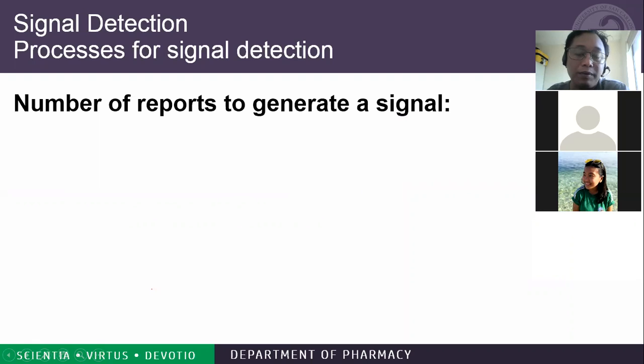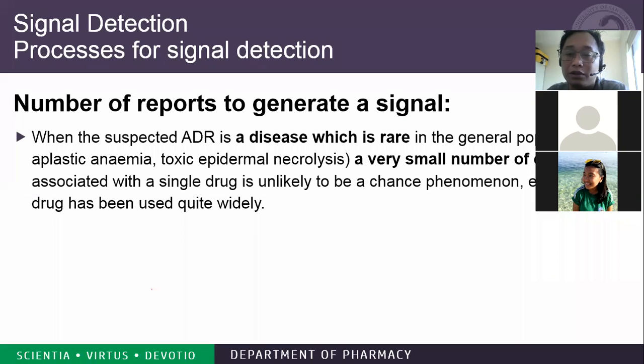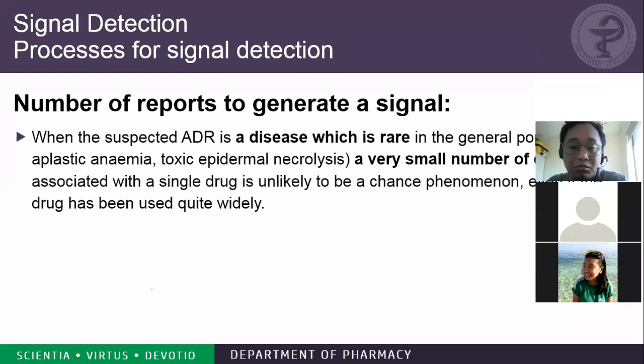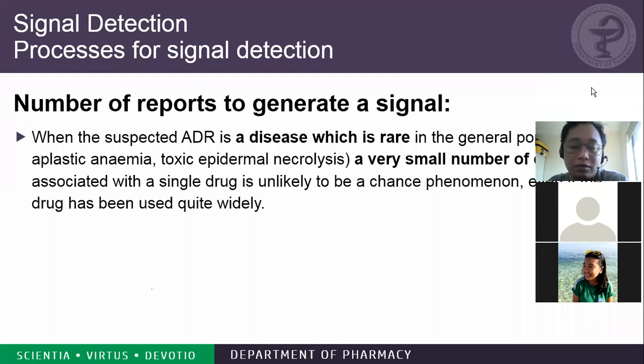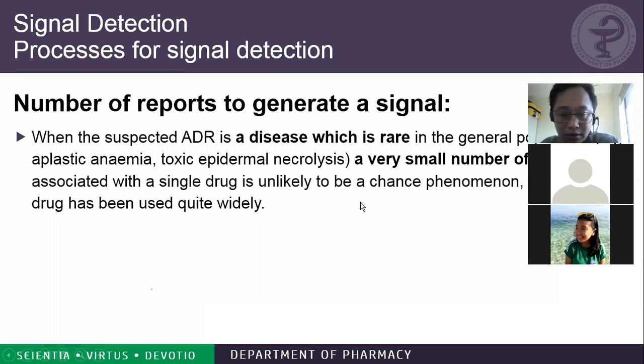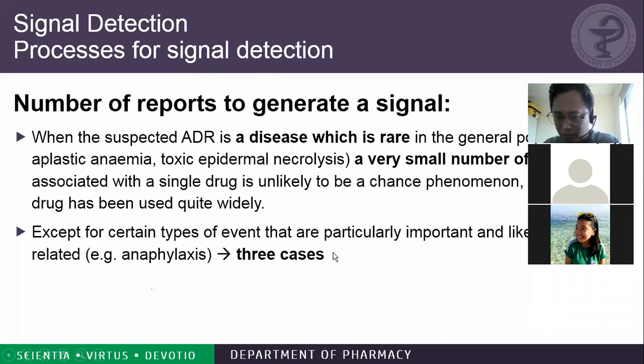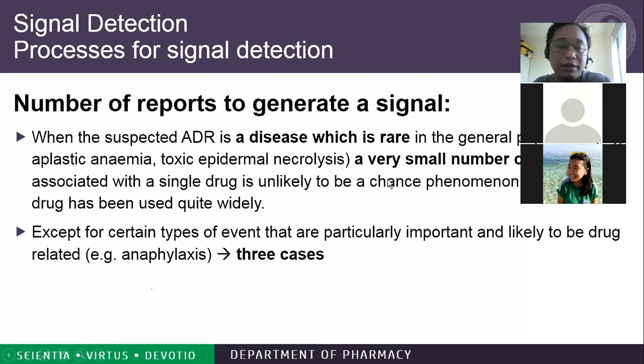So, the number of reports to generate a signal is usually small when the disease is rare, for example aplastic anemia or toxic epidermal necrolysis. Then a very small number of cases can be used. But how many? It can be as low as 3 cases.